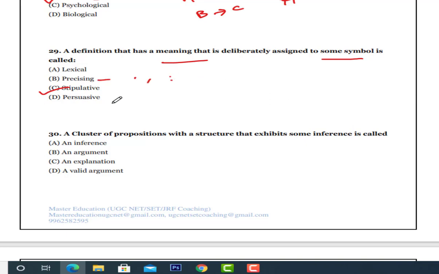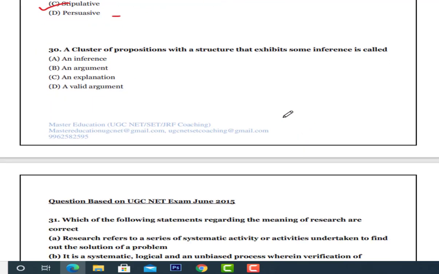Precising means just comma, dot, semicolon and all. Lexical means relating words. If I tell some word, you assign another word, relating words is called lexical. Stipulative is when we deliberately assign a particular meaning to a particular symbol. And persuasive means we are talking to convince others. That kind of statements are called persuasive statements.